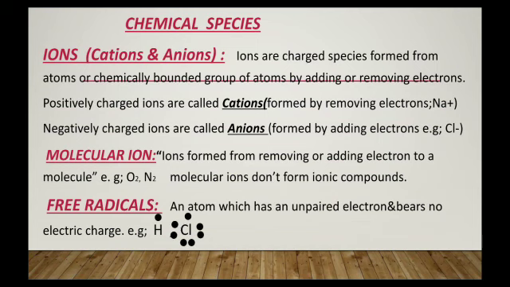Look, there are two examples. One is hydrogen, which has a dot on it. The atomic number of hydrogen is 1, so there is one electron and it is unpaired, so hydrogen is an example of a free radical. Next is Cl. In the outermost shell of chlorine there are 7 electrons, and one is unpaired. We will study this in detail in the next topics. So chlorine is also an example of a free radical.